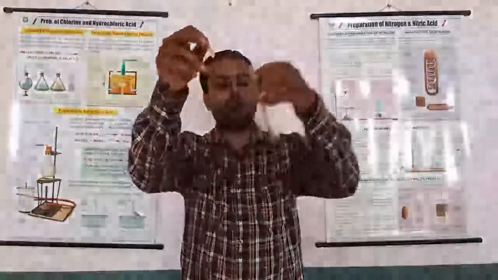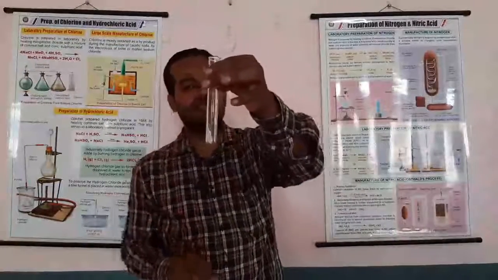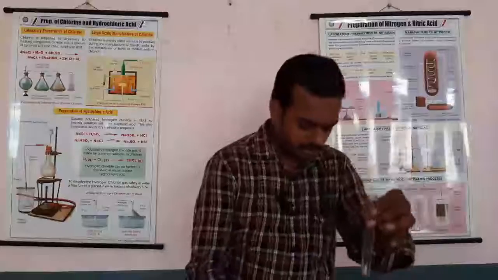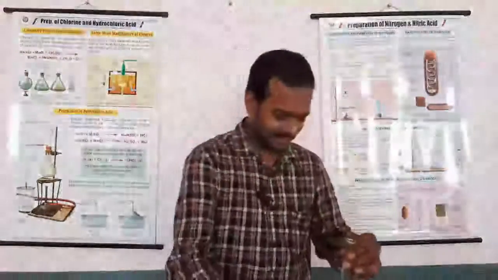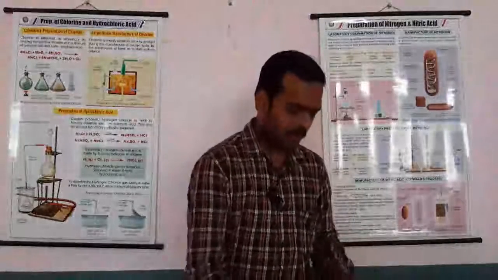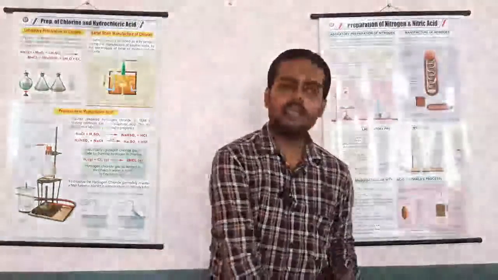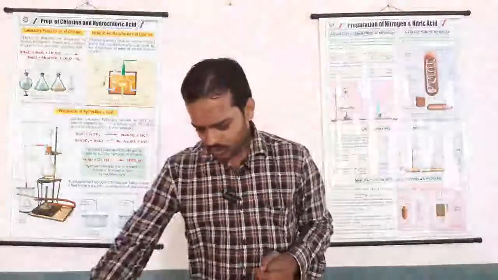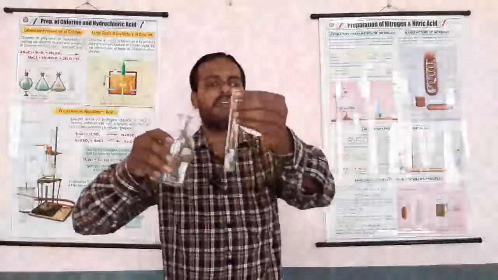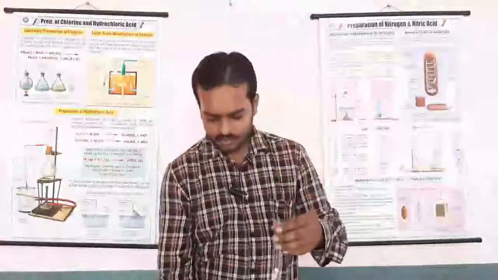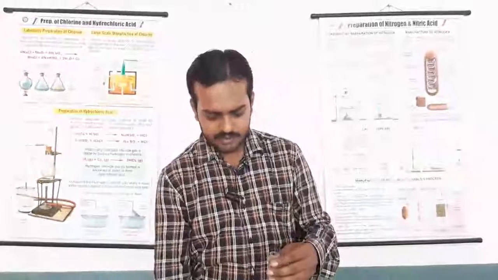See, the test tube should be clean. We have added a small piece of zinc metal. We can add more for more effect. You know that when a metal reacts with an acid, it gives hydrogen gas. So, we have a sample which reacts with this zinc. We will add the sample.